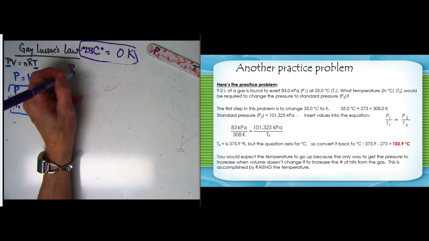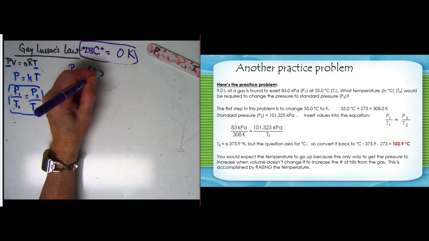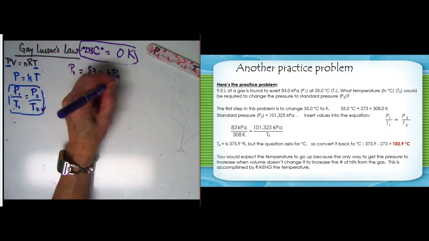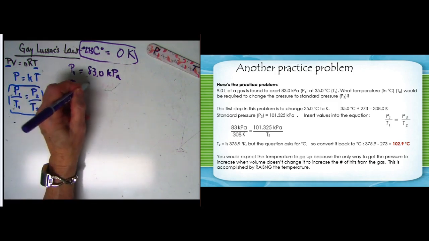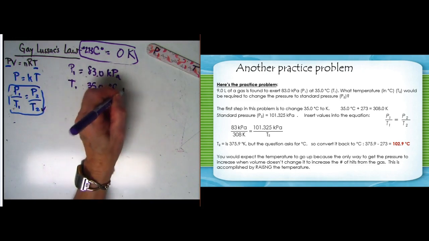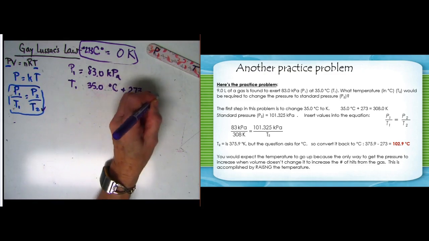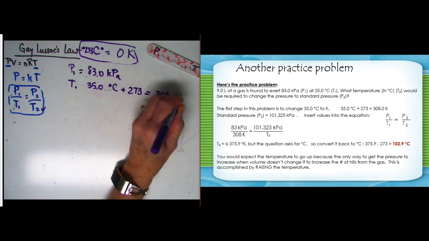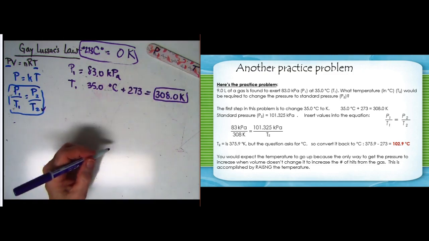So let's find pressure. All right, we found P1. P1 is 83.0 kilopascals, just another unit for pressure. We have a temperature of 35.0 degrees Celsius. We know we're going to have to add 273 to that to get our Kelvin. And our Kelvin is going to end up being 308. This is going to be our T1 that we're going to use.